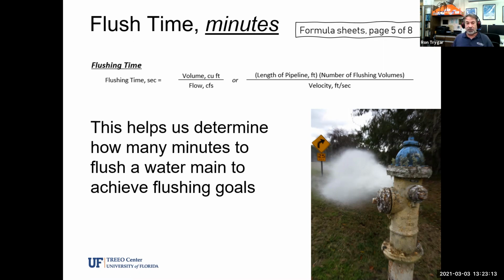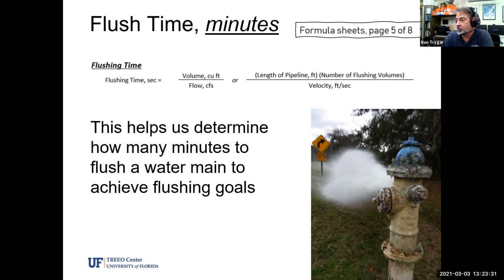So we do have flow meters, flow gauges that we can use on hydrants, and we know about how many GPM or cubic feet per minute a hydrant can do. And we're going to use some of that information to help us calculate the time it's going to take to flush. So let's go ahead and check this out.